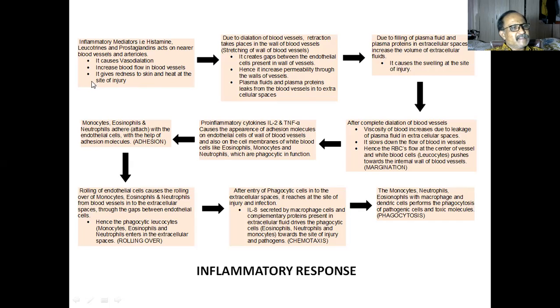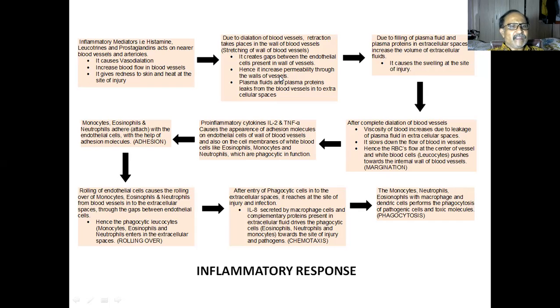Due to increased blood vessels, it gives redness to the skin and heat at the site of injury. The next step is, due to dilation of blood vessels, retraction takes place in the wall of blood vessels. Means the blood vessel wall stretches as its size increases, and it creates a gap between the endothelial cells of the lining of the blood vessel. Hence it increases the permeability through the walls of vessels.